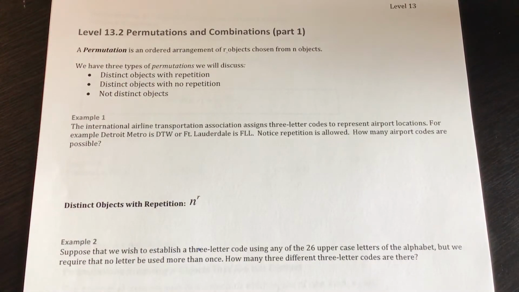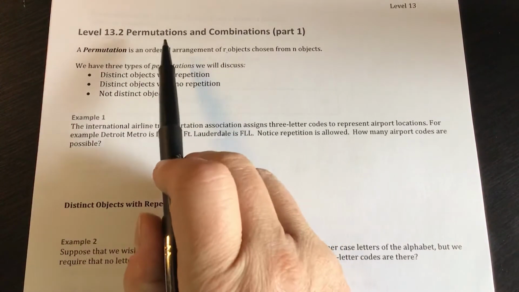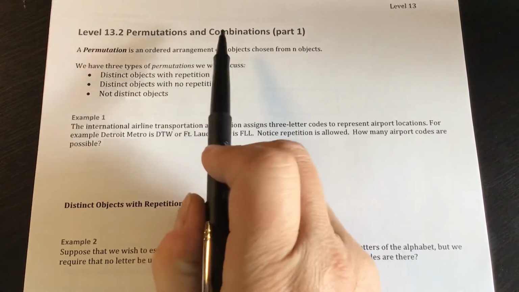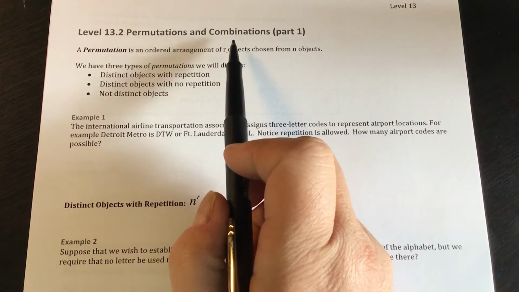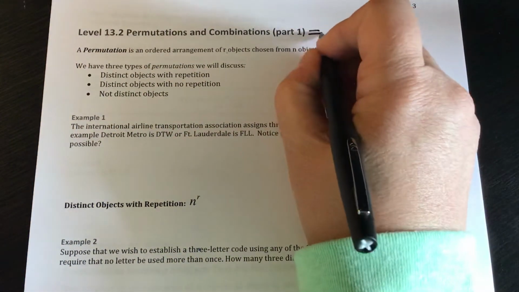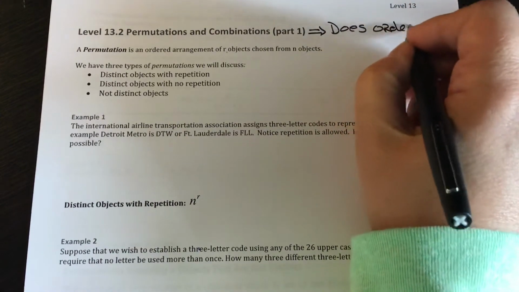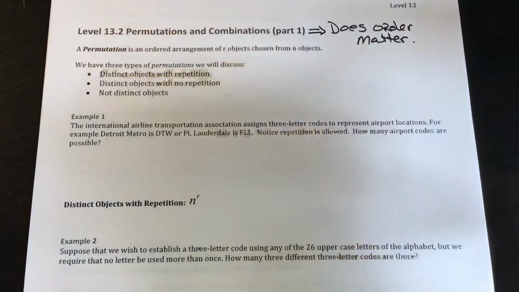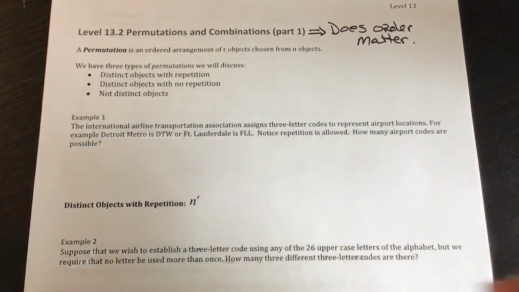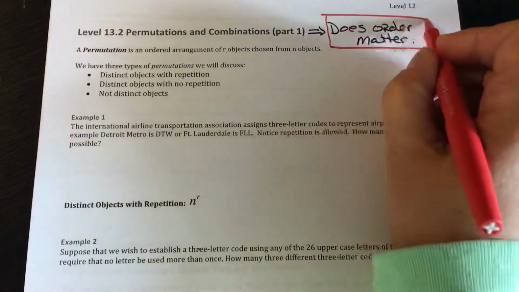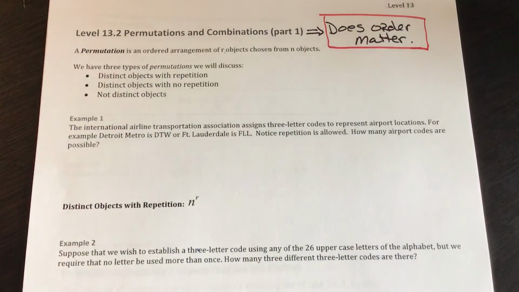Right, in Unit 13.2, we are looking at ways to arrange numbers or letters or objects in groups, and those are called permutations and combinations. They're very similar, but the distinction between them is we need to know, does order matter?